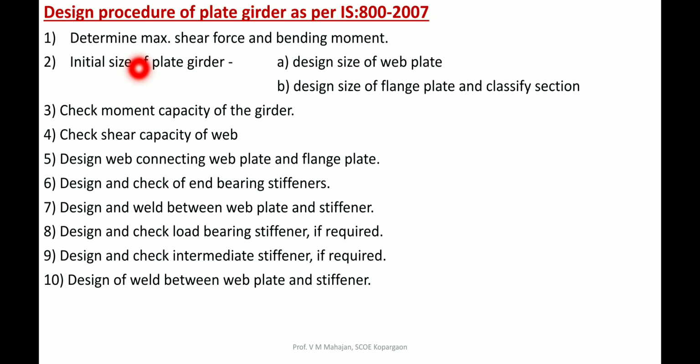Then coming to the last point, the design procedure of plate girder as per IS 800:2007. First, determine the maximum shear force V and bending moment M. Then the initial size of the plate girder is designed. First, design the size of the web plate. Second, the size of the flange plate, and classify the section whether it is plastic, compact or semi-compact. Third, check the moment capacity of the girder. Fourth step, check the shear capacity of the web. Fifth is the design of the weld connecting the web plate and flange plate.